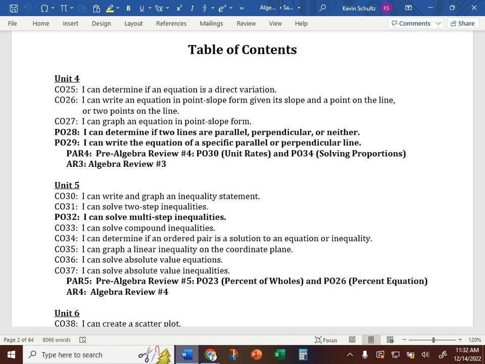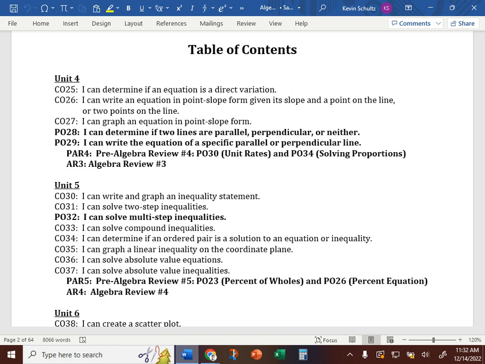But we're going to talk about some more graphing things, something called direct variation today. Then we're going to get into a different form of a linear equation. So far you've learned about slope-intercept form and standard form. There's a third one called point-slope form. So we learn how to write it, then we learn how to graph it. So that's 26 and 27.